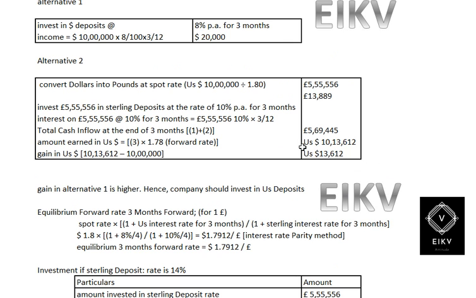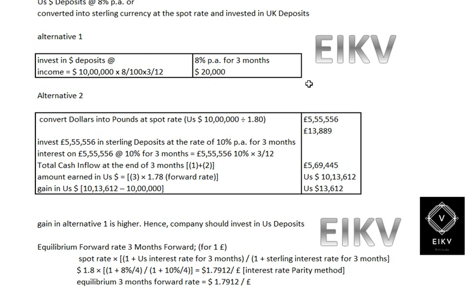Here the amount is in pounds, and above we have given it in dollars. So one currency should be converted, so it is better to convert the pound into US dollar. The amount earned will be the principal plus interest, that is 5,69,403 multiplied by 1.78. So it will be 10,13,612 US dollars. Therefore the gain would be 10,13,612 minus 10 lakh, which gives you an excess amount of 13,602.